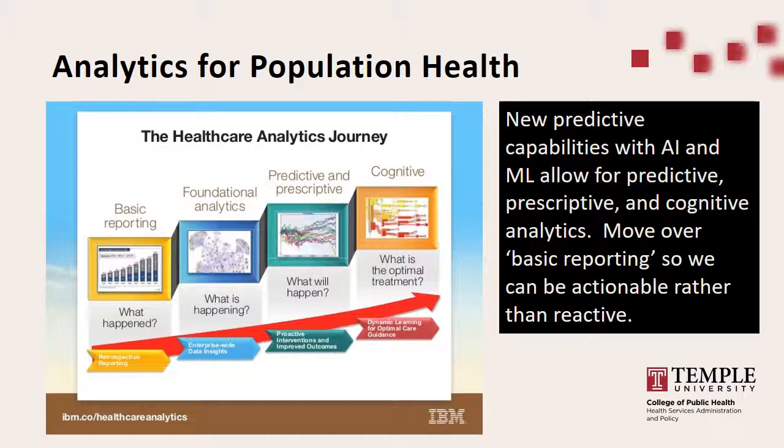Analytics for population health. We start with basic reporting and retrospective reporting, which looks at what already happened. Then we move into foundational analytics, what is happening, then predictive and prescriptive, what will happen and how can we stop it if it's something not good, and then cognitive analytics, what is the optimal treatment or intervention. New predictive capabilities with artificial intelligence and machine learning allow for predictive, prescriptive, and cognitive analytics. So move over basic reporting so we can be actionable rather than reactive.